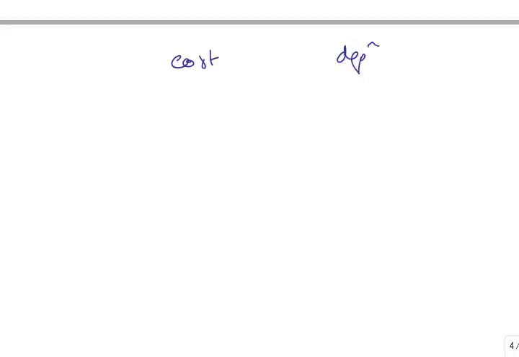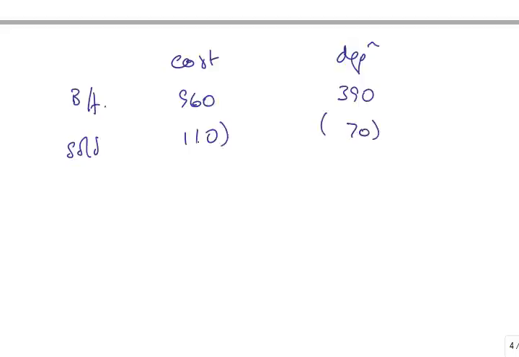960 cost, 390 depreciation. And some of these assets have been sold. They originally cost 110. They had a book value of 40, so 70 has been sold. 70 depreciation. That's the 40,000 book value. And we've realized a profit on disposal of 7, and we've got proceeds of disposal of 47. So that deals with the one that we've sold.